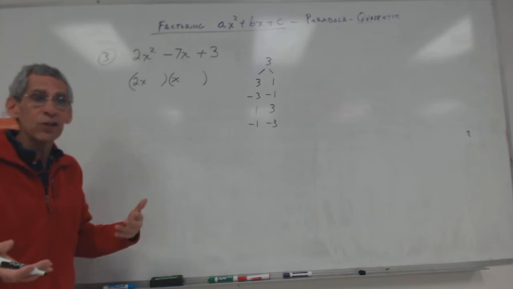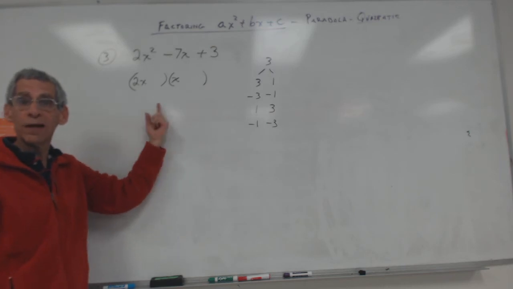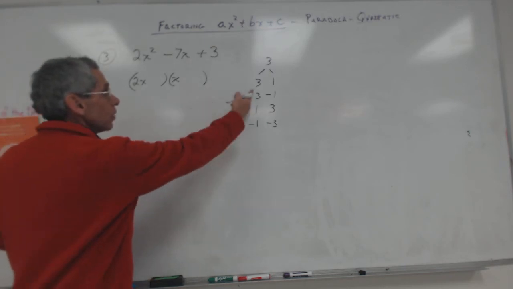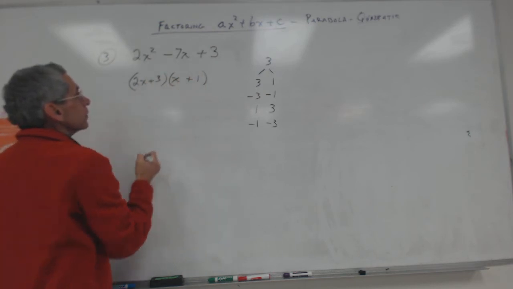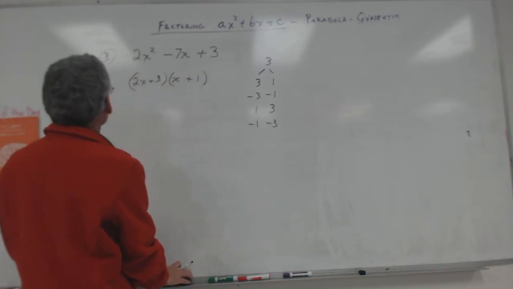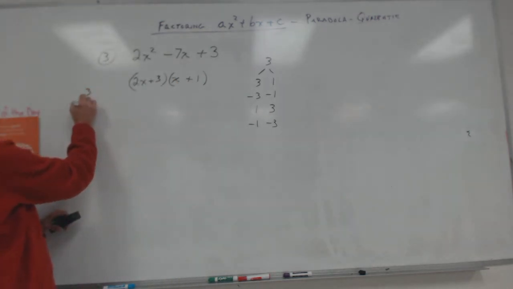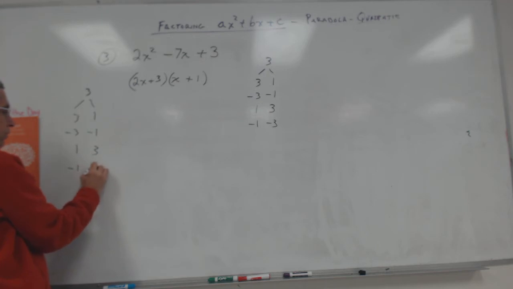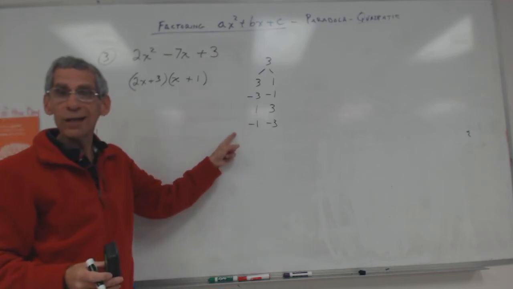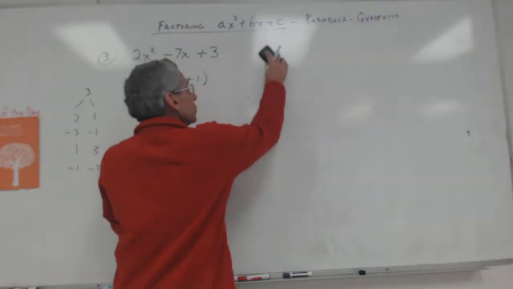And basically you have to use the guess and check method. I'm guessing these, and I've got to put them in and see which one gives me the right answer. So I'll just try this, 2x plus 3, and then x plus 1. All right? So we had 3 times 1, negative 3 times negative 1, 1 times 3, or negative 1 times negative 3. So it's really, see how important it is to write these out? All these factors here? So that you can see.